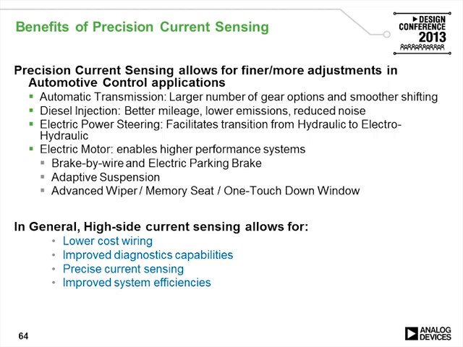Current sensing is another difficult function. Benefits of precision current sensing done with integrated amplifiers include lower cost, improved diagnostic capabilities, precise current sensing, and improved system efficiency. Current sensing is used in many control applications. In this case, I am showing some automotive applications, such as automatic transmission, diesel injection, electric power steering, and electric motors. In general, high side current sensing allows for lower cost, improved diagnostic capabilities, improved current sensing, and improved system efficiencies.